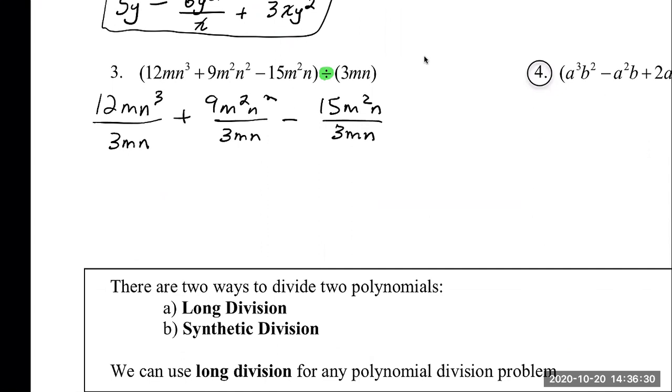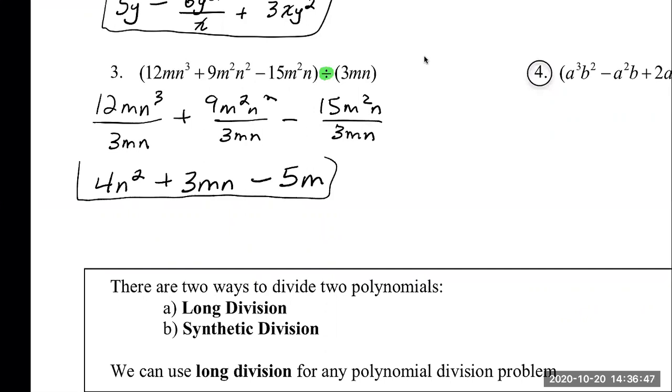So dividing each term, 12 over 3, you get a 4. The m's divide out, and you get an n squared. 9 divided by 3 is 3, mn. And then 15 over 3 is 5m. So it looks like this would be our final answer, dividing a polynomial by a monomial, 3mn.